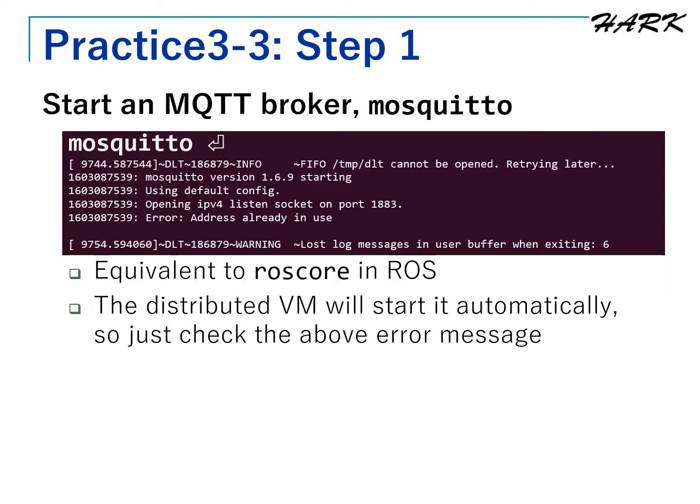The first step is starting an MQTT broker, Mosquito. It needs to be started before any other node, like roscore. Open a terminal and type mosquitto. Then log messages shown on this slide will be displayed.